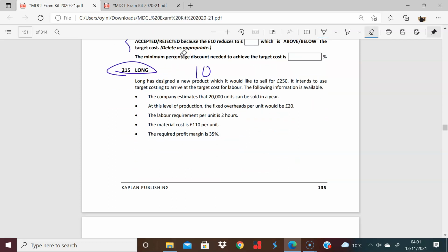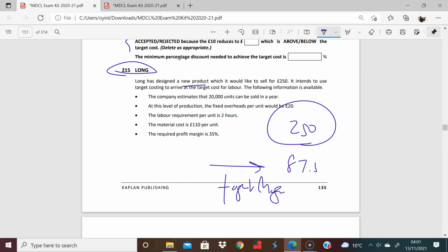And so what is long saying? Long is telling us here that long has designed a new product which it would like to sell for 250. It intends to use target costing to arrive at its costs. So the required profit margin is 35%. So let's take 35% of the 250, which is 87.5.